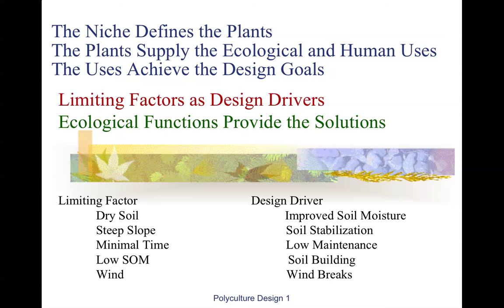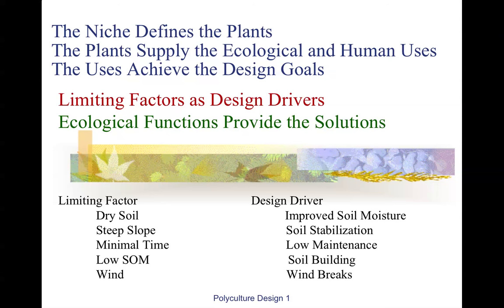We have design goals in line for what we want to do with the area that we're planting, whether it's going to be food or restoration of the property, and making sure that we have our goals met. So the niche is defined by the plants supply the ecological and human uses, and the uses achieve the design goals. That is the process, that is the line that we're going. We have to decide what our goals are, and then we have to find out what the niche will provide or what plants are allowed, and it's that in-between part, using the plants to provide the goals, the ecological and human uses to achieve our goals.